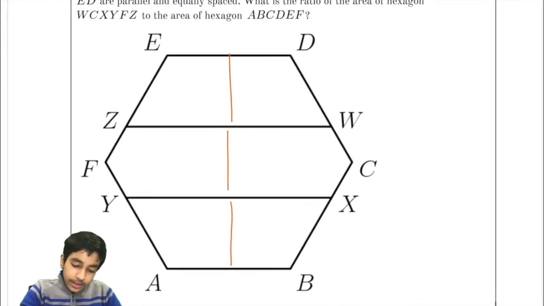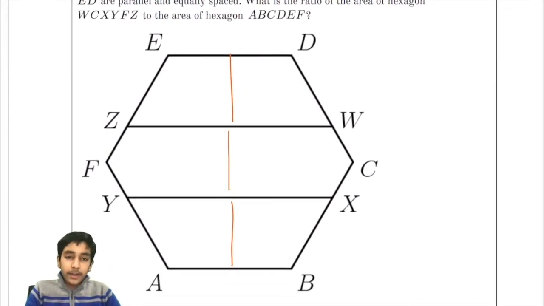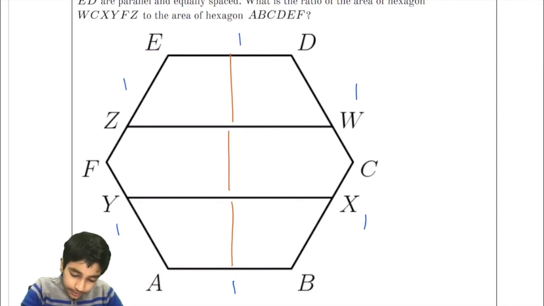Well, a strategy for finding ratios is to just assume side lengths are 1, because the ratio will remain constant either way. So 1, 1, 1, 1, 1, 1. Cool. So now, how can we find the area of this middle region here? This blue region I just highlighted.